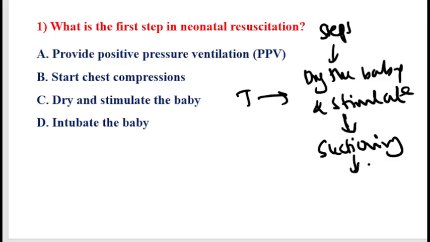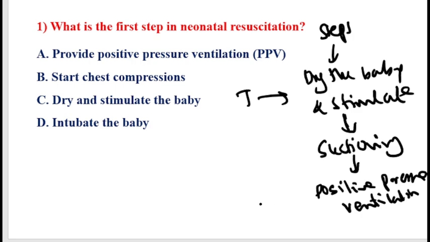Then we have to use an ambu bag and mask, and give positive pressure ventilation. This is known as PPV, positive pressure ventilation. This positive pressure ventilation is given when the heart rate is less than 100.